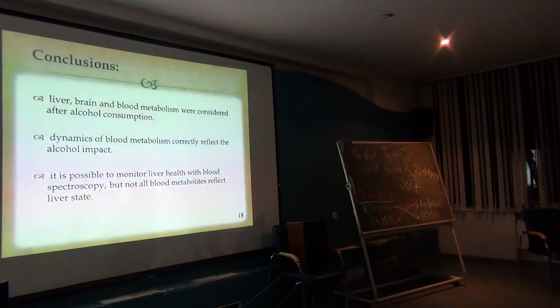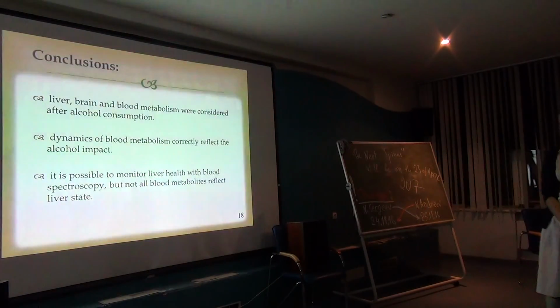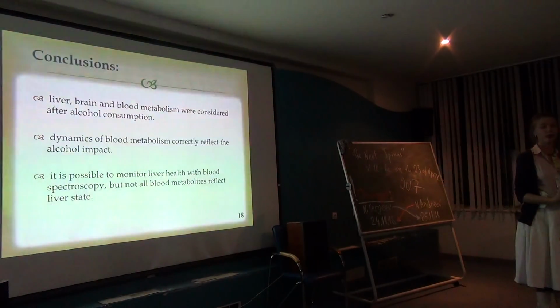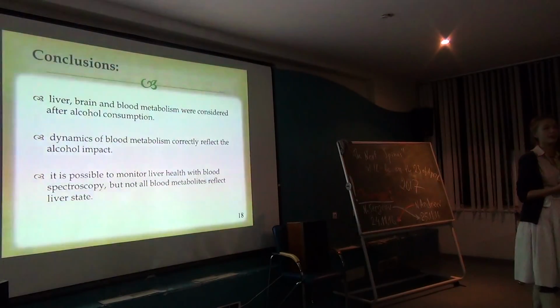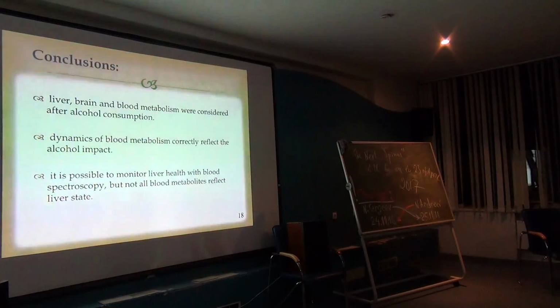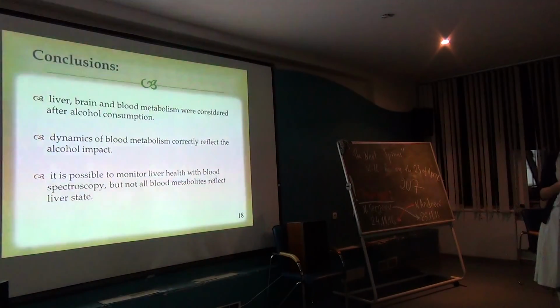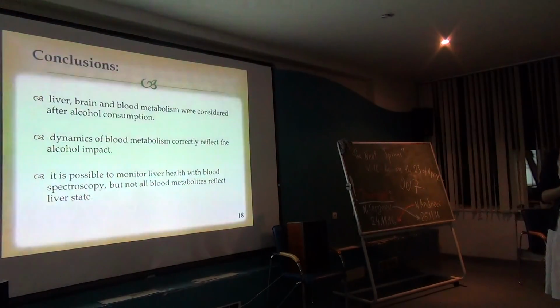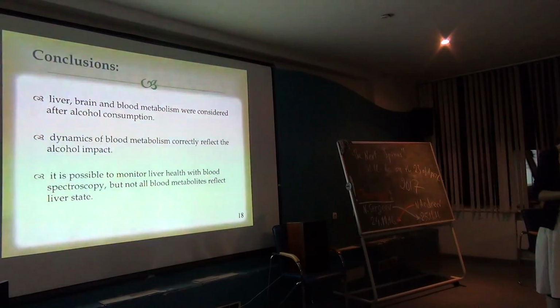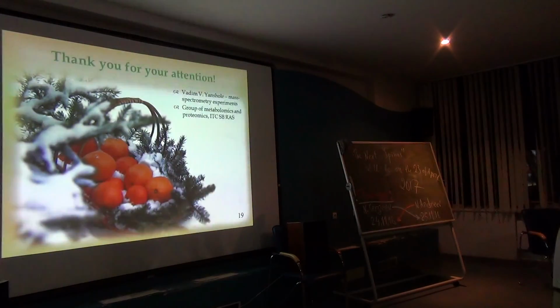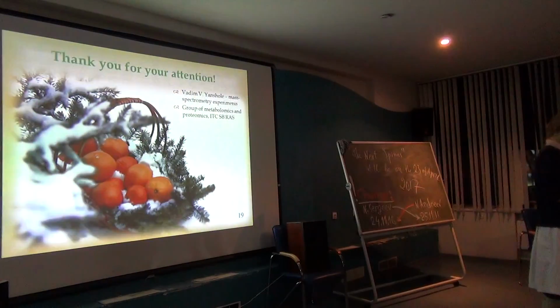And conclusion. Liver, brain, and blood metabolism were considered after alcohol impact. The dynamics of blood metabolism correctly reflect the state of the liver, and it is possible to monitor liver health with blood spectroscopy, but of course not all blood metabolites reflect liver state. So, thank you for your attention. Thank you.